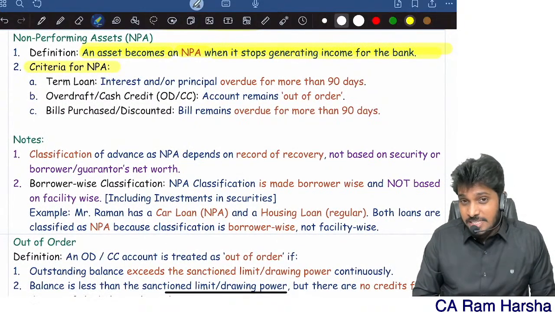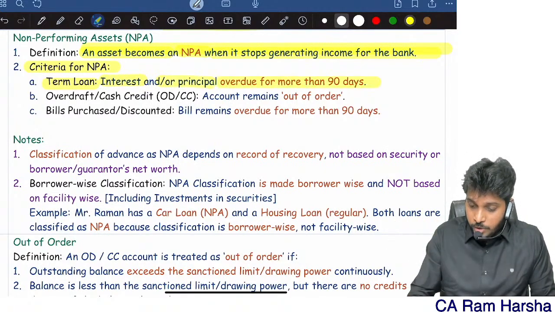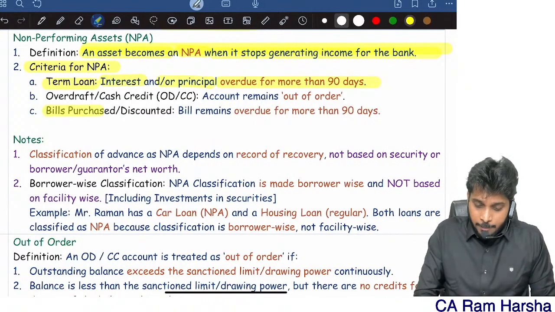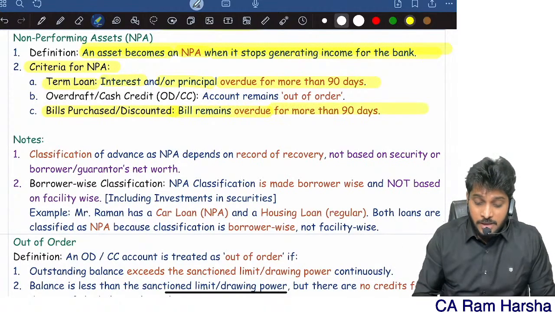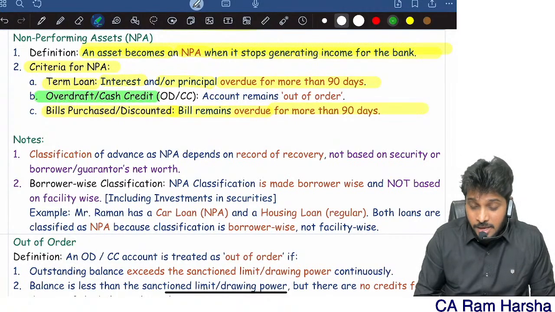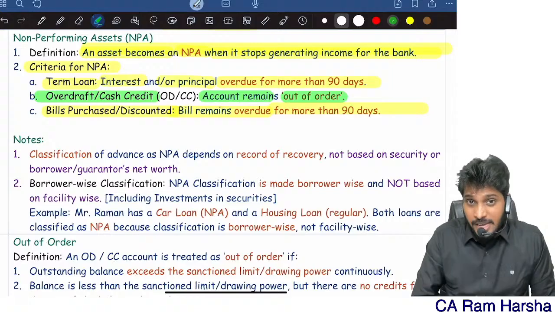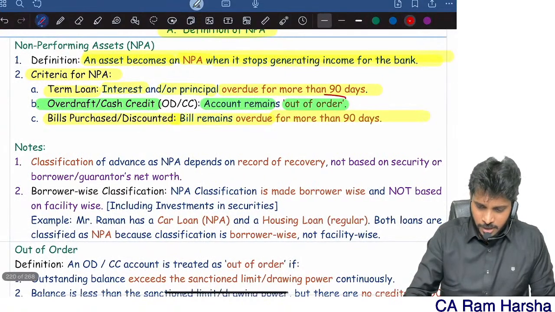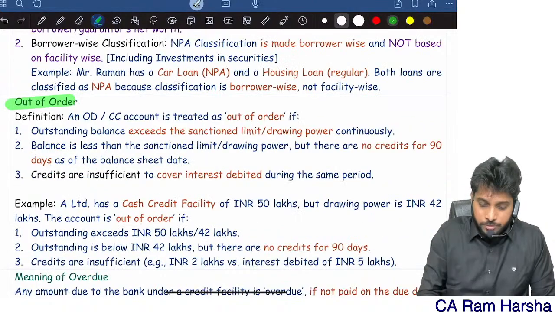So how to decide whether a loan is an NPA? For term loans, if interest amount or principal amount or both, the installment amount, is overdue for more than 90 days, it's an NPA. Bills, if a bill is overdue for more than 90 days, then also it's an NPA. Whereas for cash credit and OD, the account is out of order. If the account is out of order in a cash credit or overdraft, then that is straight away treated as NPA. Out of order means what? Many times it was asked, what do you mean by out of order?